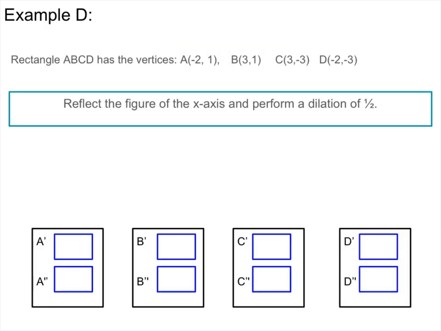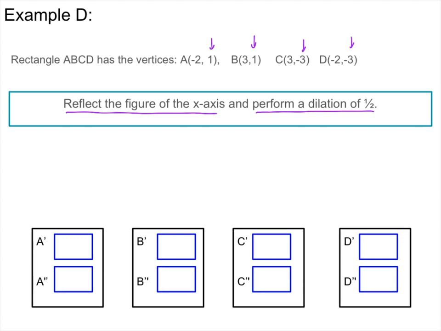So here we are at the last example, and it looks like this time they've given us only the numbers and not the graph. So last time we had just the graph, no numbers. This time we have the numbers, no graph. And it's asking us to reflect the figure over the x-axis and perform a dilation of 1/2. So let's start with knowing that when we reflect over the x-axis, the coordinate that's going to change is going to be the y. Remember, it's the opposite of whichever one we're reflecting over.